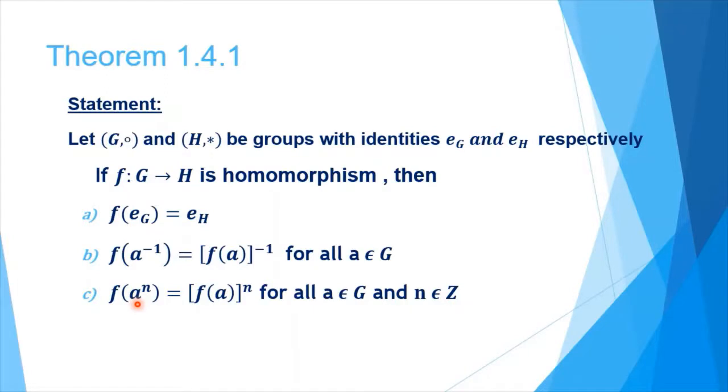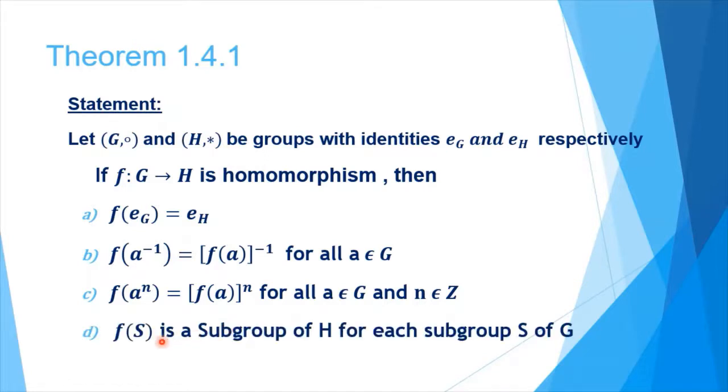Here, when you are multiplying a n times under the operation on G, and after that you are applying this function f, it will be equivalent to f(a) multiplied n times with the operation on H. Also, f(S) is a subgroup of H for each subgroup S of G. While you are proving all these equalities, we should remember that f of one particular element belongs to the codomain H, and that particular element you are taking from G. So, while you are operating on elements in G, you should use the operation notation dot, and while you are operating on the same elements after applying f, you should remember that the operation should be star.